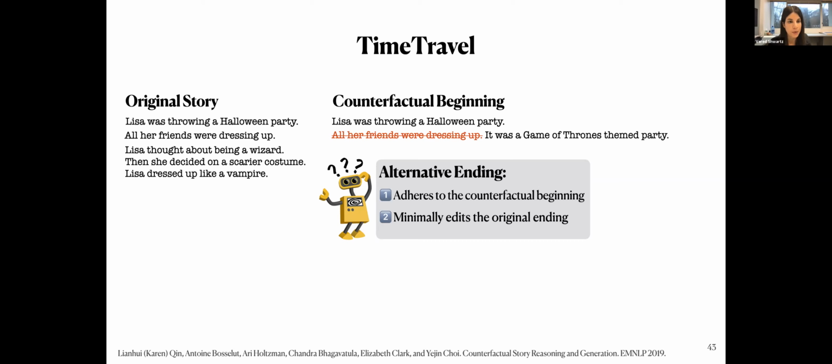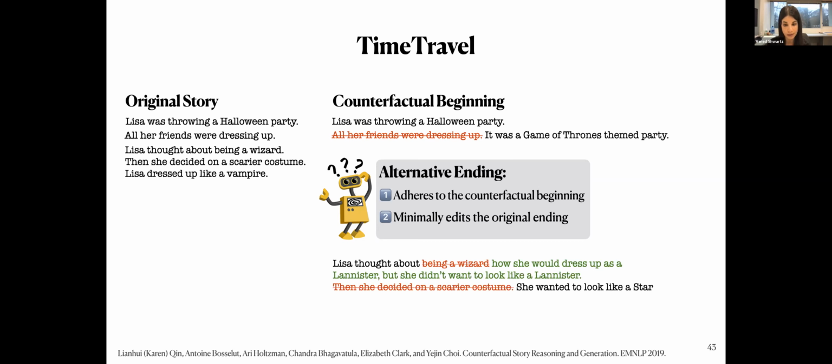So here's an example that was generated by DELOREAN. Lisa thought about how she would dress up as a Lannister, but she didn't want to look like a Lannister. She wanted to look like a Stark. Lisa dressed up like a Stark. So you can see here that some content is copied from the original ending, but some content is replaced with references to Game of Thrones.